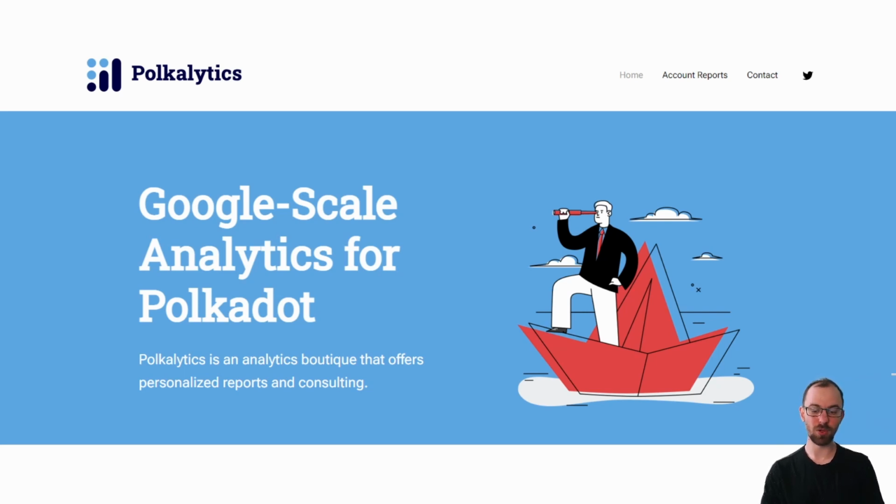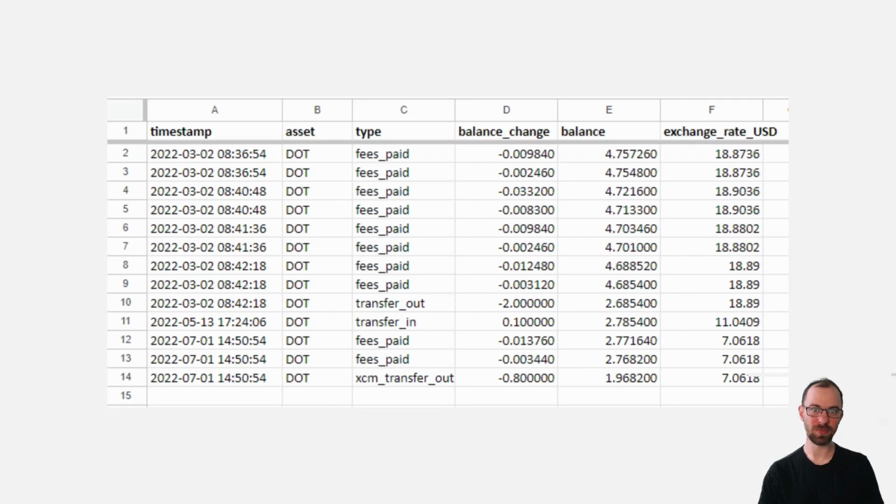I'm calling it Polkalytics, and it basically allows me to create account reports. So reports on individual accounts, on what they are doing, how they are behaving, how their balance is changing, and what the reason for the balance changes is. And this enabled me to perform this kind of analysis.